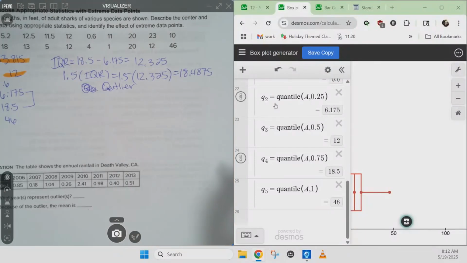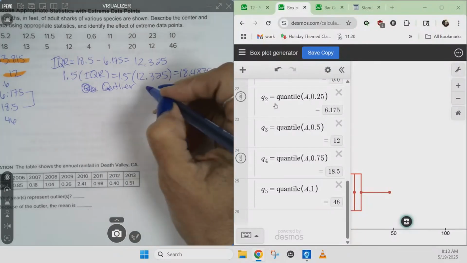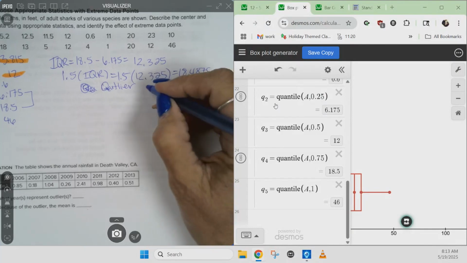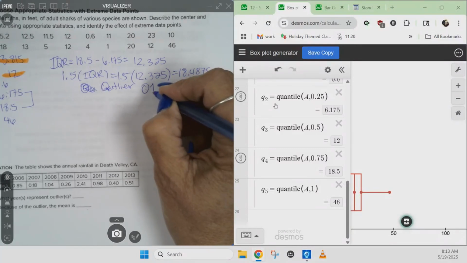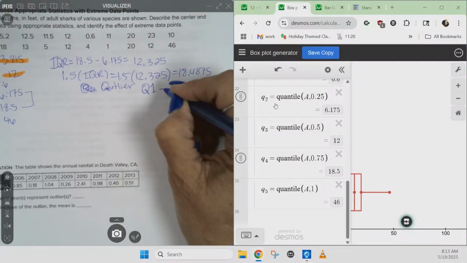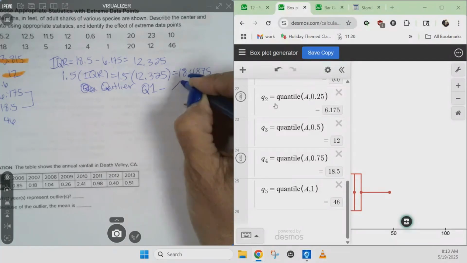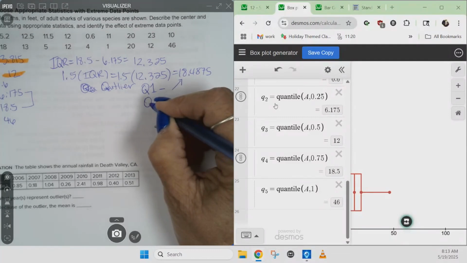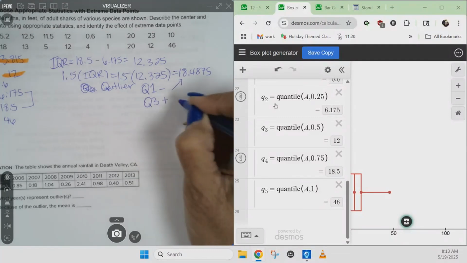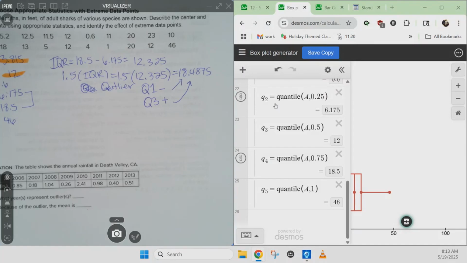Now, to find out if there is an outlier, it's because we were doing quartiles. I'm going to take quartile 1. This time I actually want a Q. And I'm going to subtract this amount. Then I'm going to take quartile 3 and add this amount. To find out if there's an outlier, we want to know how much bigger it is than quartile 3 and how much smaller it is from quartile 1.